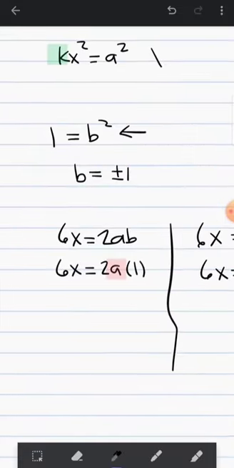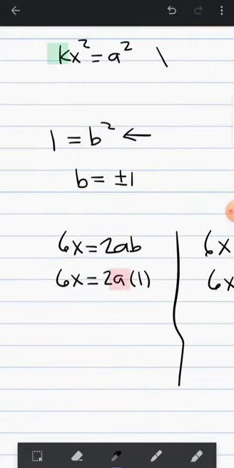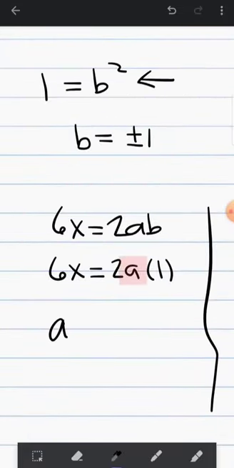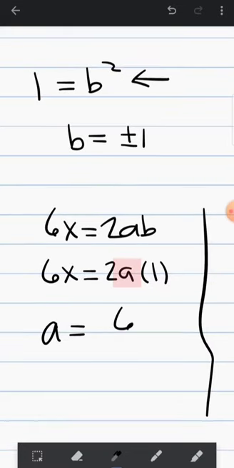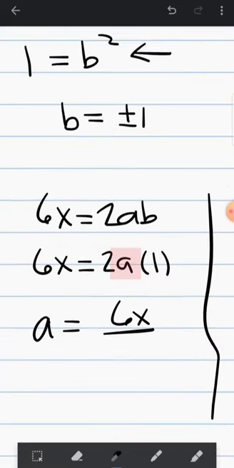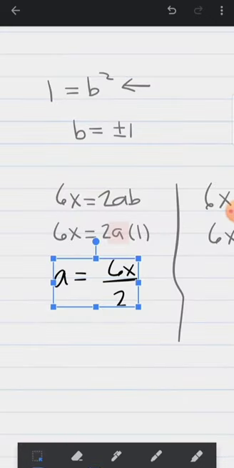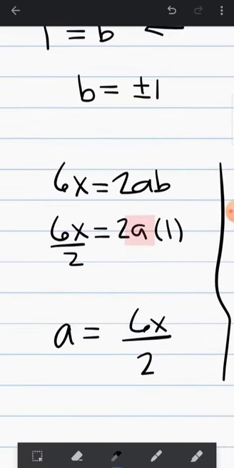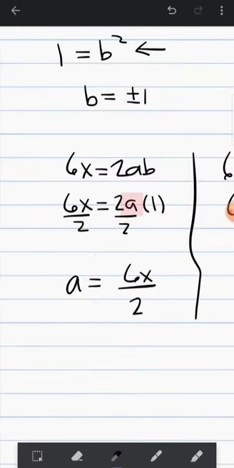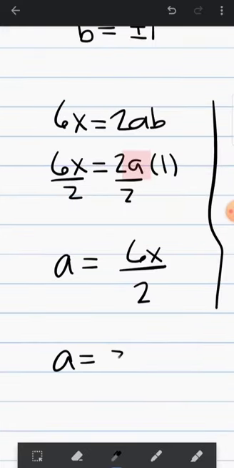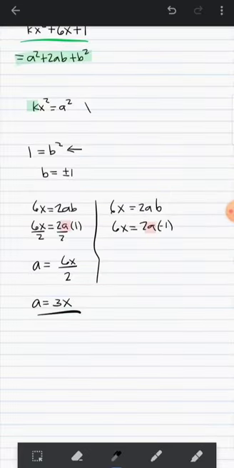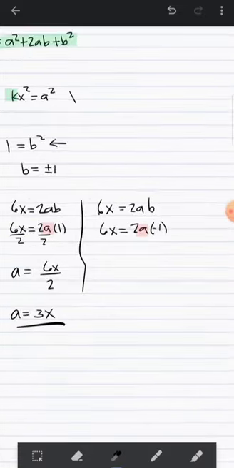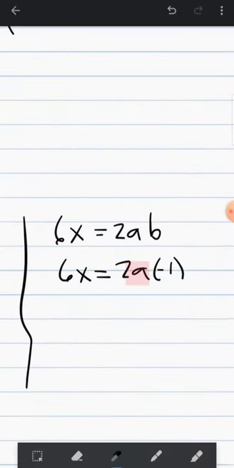6x, so we will replace a. So a would become 6x over 2, right? Hope you see that. You divide it by 2 and divide it by 2. It's like that. And so now, a is equal to 3x.